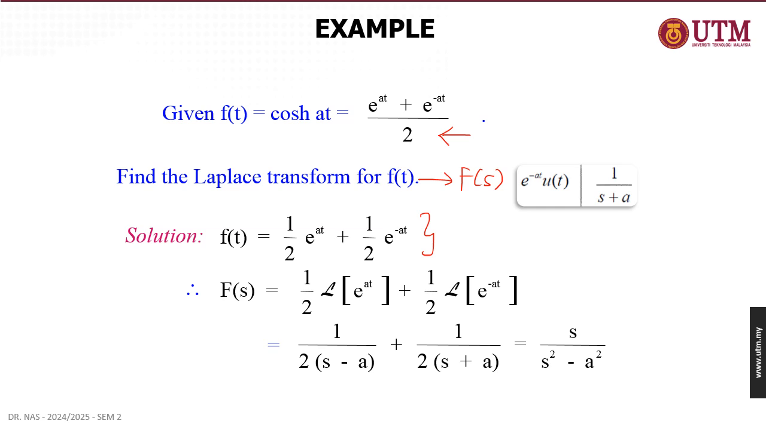So from the table, when you have the exponential function e to the minus at u(t), in S domain it will be 1 over s plus a. So compare the given equation with the one in the table. So you'll get the output in S domain, because the question asks you for the Laplace transform only.